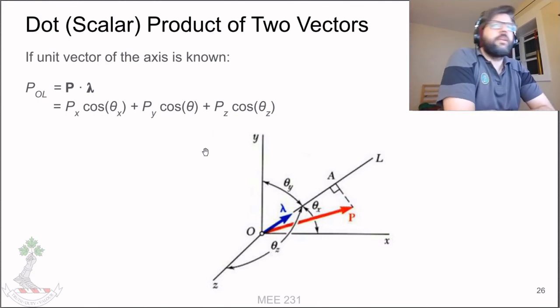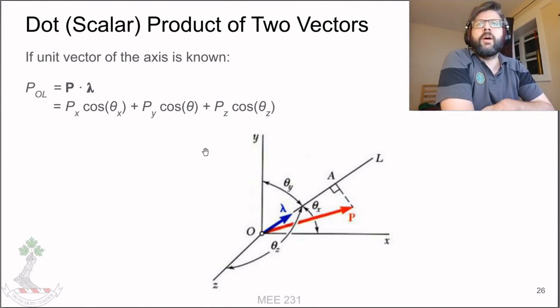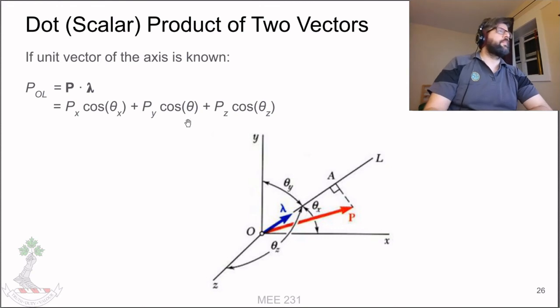Similarly, we can simplify things if we already know what the unit vector of the axis is. That basically just means that we take the dot product of the vector and the unit vector in question, and then essentially it's broken up into the x, y, and z components already.